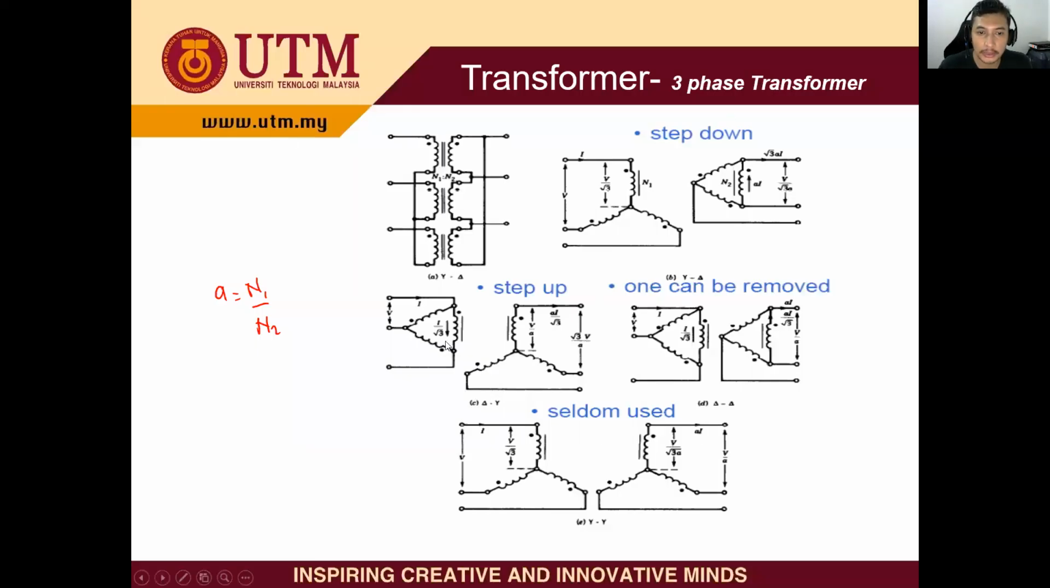And this one is for the step up transformer, where this is a delta to a delta Y connection. At the primary side, the V phase is equal to V line here. At the secondary side, the V phase is equivalent to this one, but with a factor of over A here.